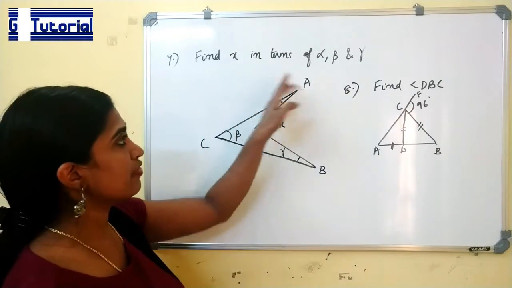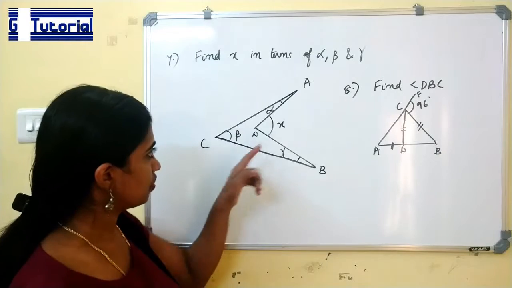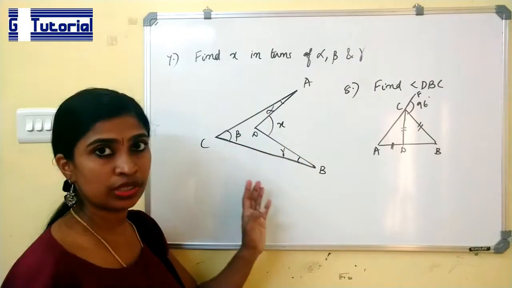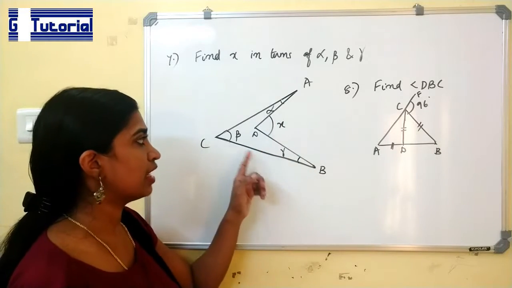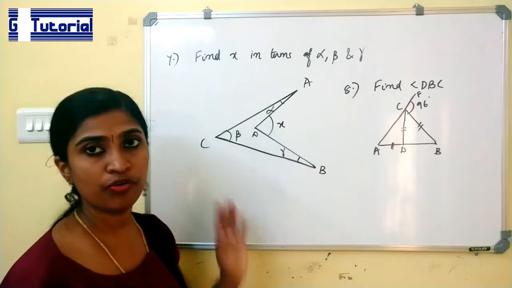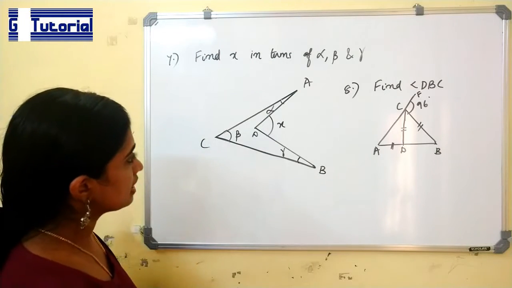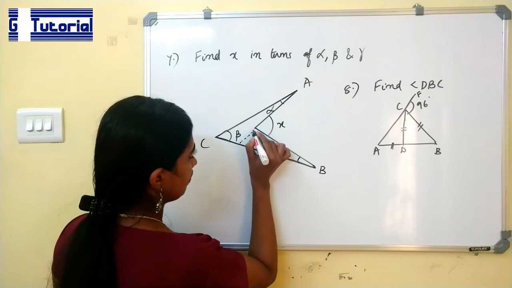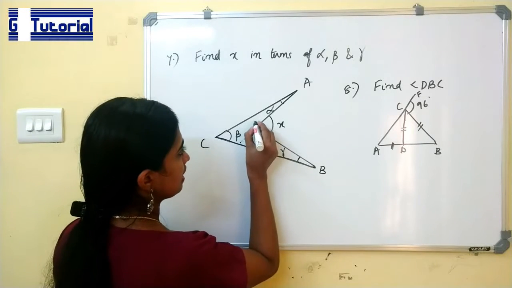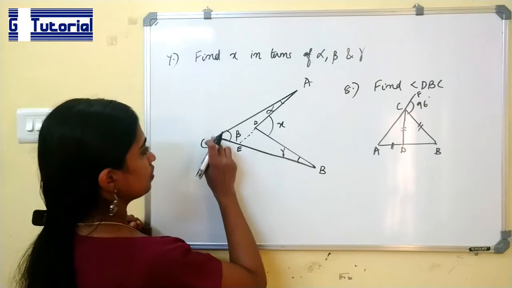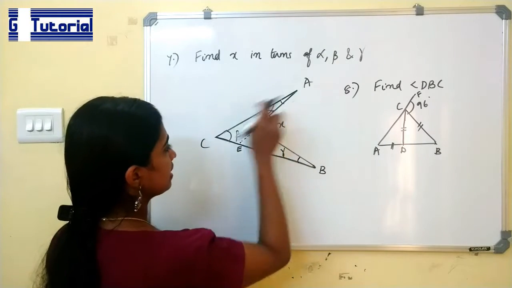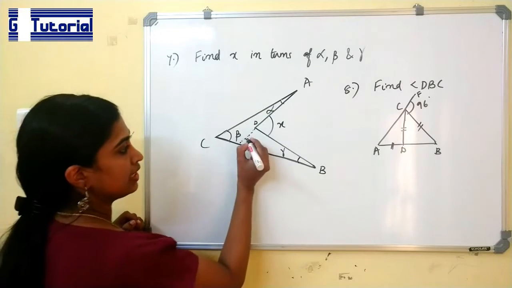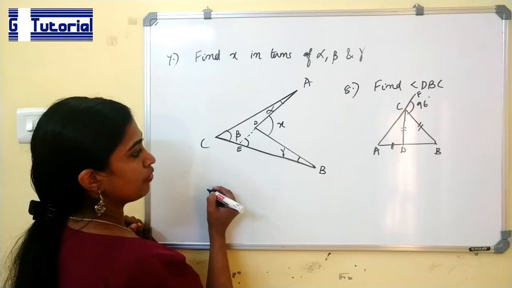Find x in terms of alpha, beta and gamma. So we are asked to find the value of x in terms of alpha, beta and gamma, since the angles are not given numerically. In this case, if we produce this line, then we will get a triangle. Let us name it as E. So in triangle ACE, this is the exterior angle. The exterior angle is equal to the sum of interior opposite angles.